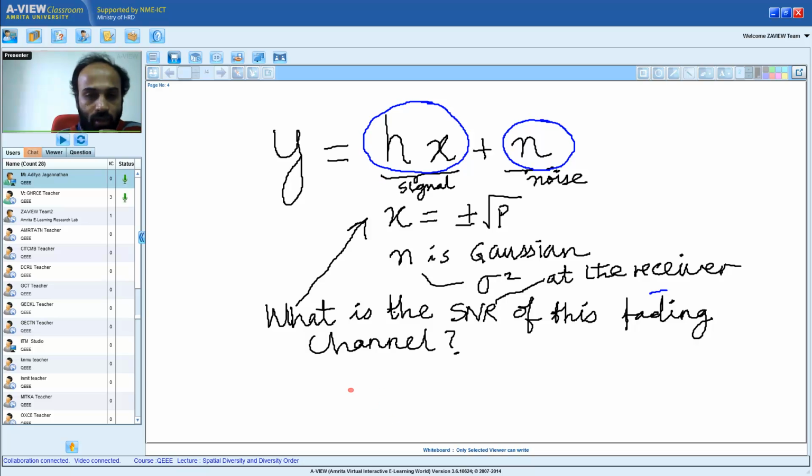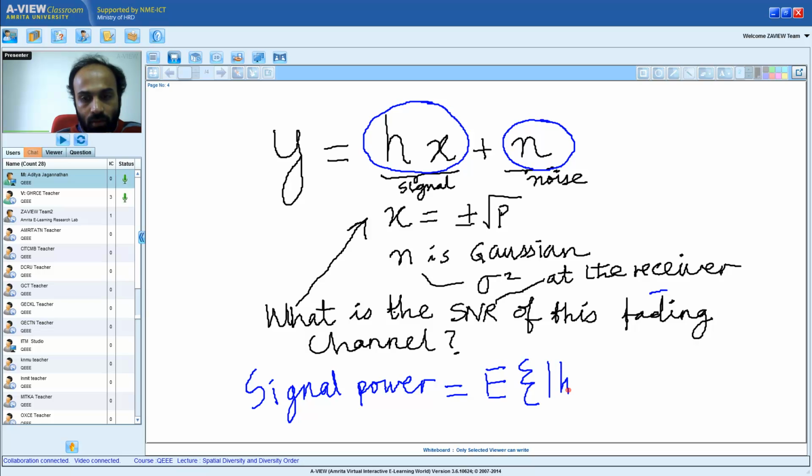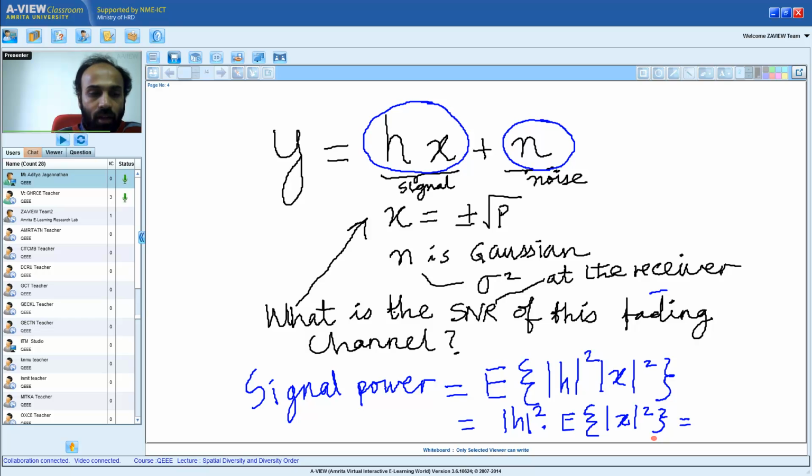So signal power is, let me write it. What is signal power? Signal power is expected value of magnitude H square into magnitude X square, which is basically magnitude H square into expected value of magnitude X square. But what is expected value of magnitude X square?